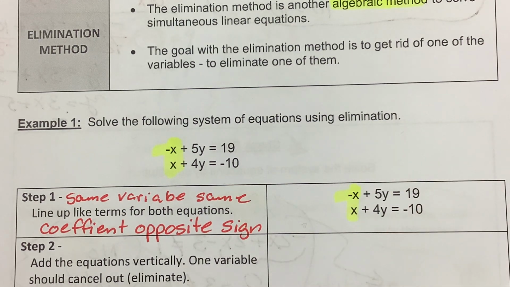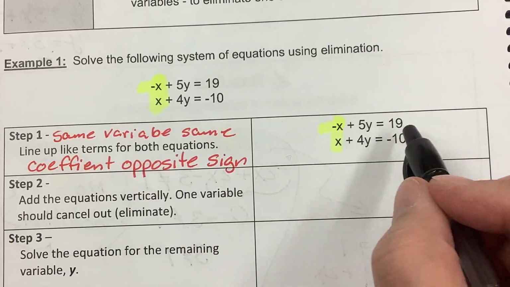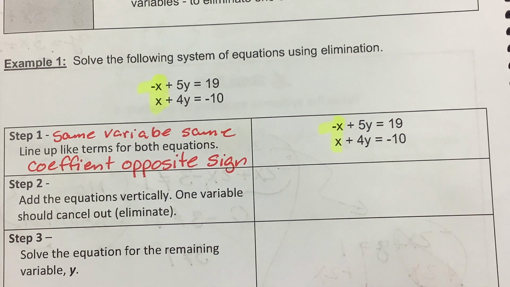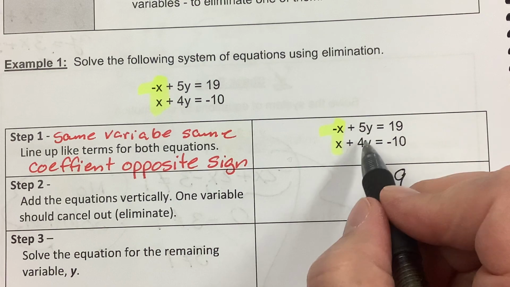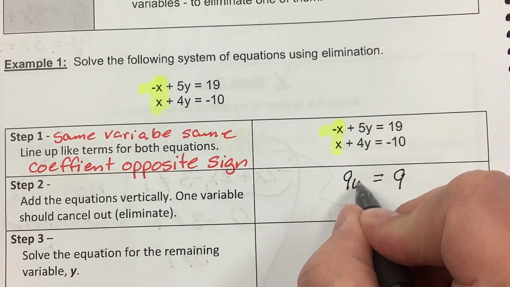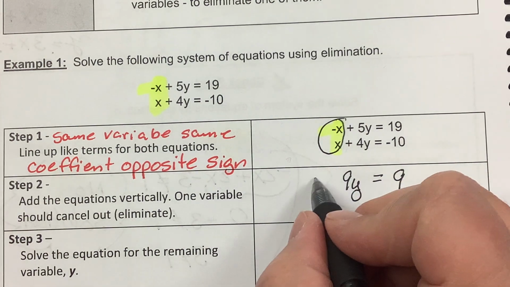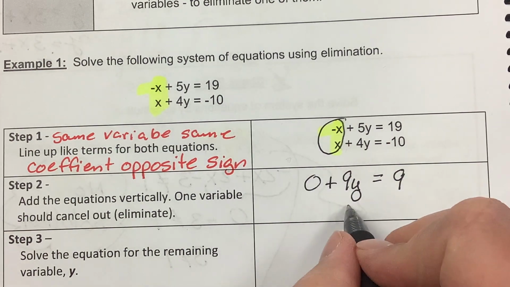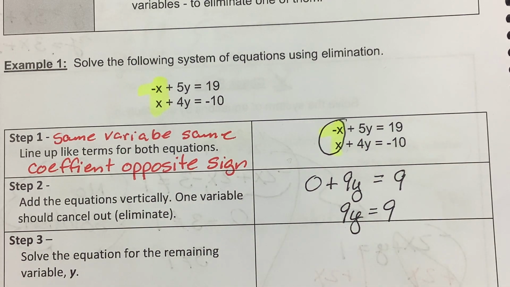Now, add the equations vertically. That means up and down. So let's start over here. 19 plus negative 10 is 9. 5y plus 4y is 9y. And then this. Negative x and positive x is 0. 0 plus 9y is 9y equals 9. All right, solve this equation for the remaining variable y, because we eliminated the x. It's gone now from this equation.